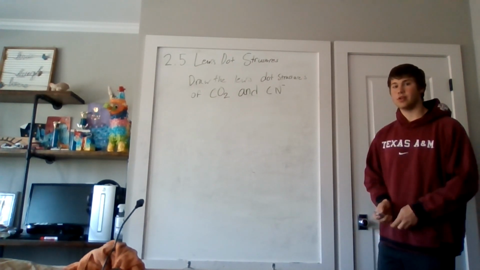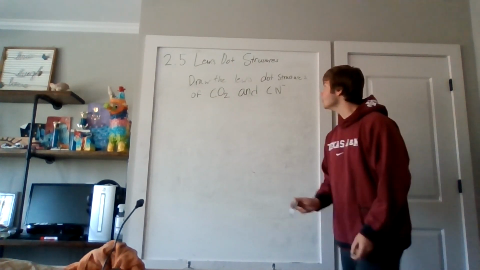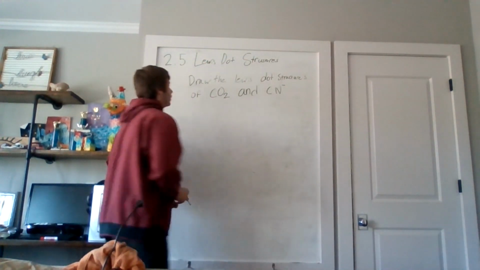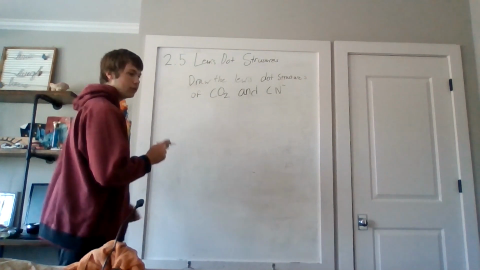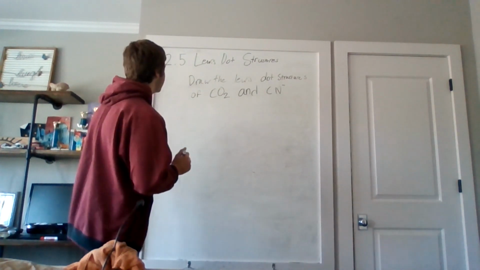My name is Tommy, and today we're talking about Lewis dot structures. So we have to draw the Lewis dot structures of CO2 and CN minus. So for CO2, let's first count up the total amount of valence electrons.